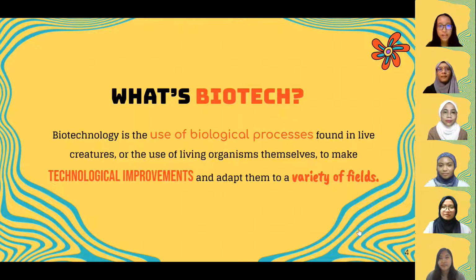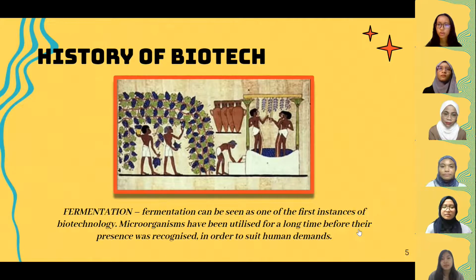Firstly, what is biotech? Well, biotech is basically using biological processes that are found in live organisms, or using those said live organisms themselves, to make technological improvements and adapt them to a variety of fields. And biotech has been around us for quite some time. The earliest example of biotech usage is fermentation, which is where people back then would use microorganisms to enhance the quality and the flavoring of certain foods. And this was even before microorganisms were even discovered.